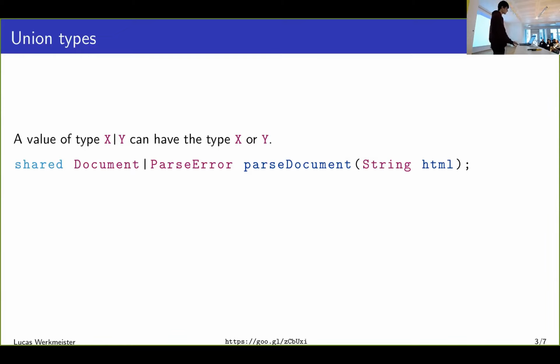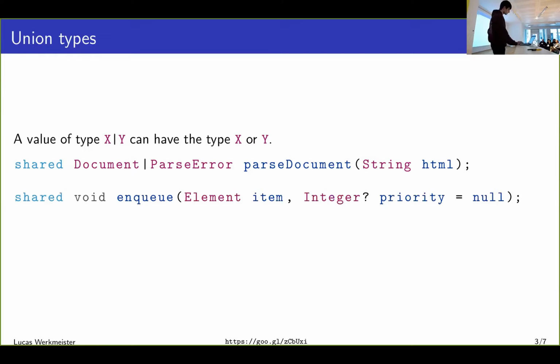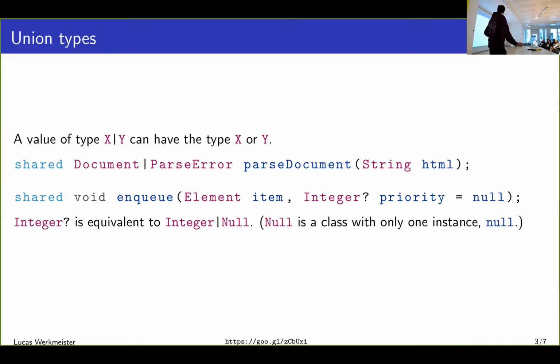And if it's a parse error, you have to deal with that and like show it to the user or something. Or you have a function which is declared to accept some kind of element and an optional priority. And this integer with a question mark behind it means that it's an optional type. It could be an integer or it could be null, like the default argument here. And that's actually a union type in disguise. It's just an abbreviation for integer or null, where null with a capital N is a class with only this one value, which is null with a lowercase n.